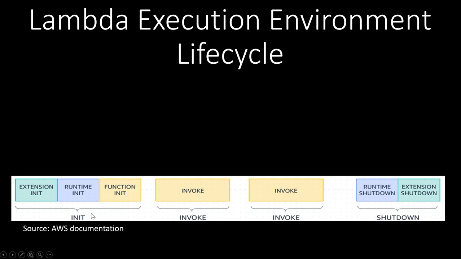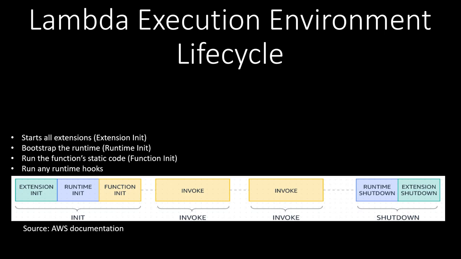What happens in the init phase? In the init phase, it starts all extensions, which is called extension init. It bootstraps the runtime, which is called runtime init. It runs the function static code, which is function init, and runs any runtime hooks. When the init phase ends, the runtime and all extensions signal that they are ready by sending a next API request.